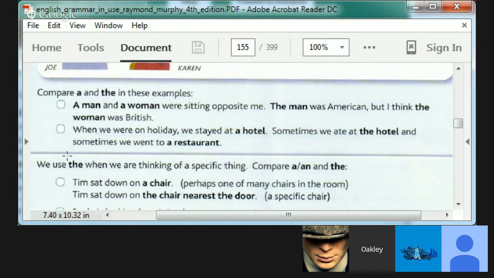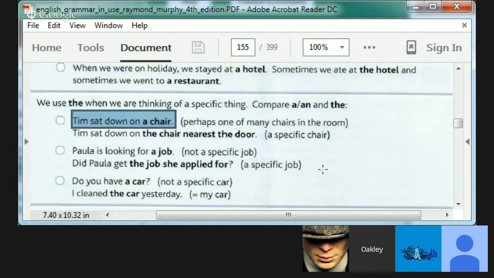We use the article the when we're thinking about a specific thing. It's called the definite article. The object is defined. We know which one it is. So, for example, Tim sat down on a chair. We don't know what chair, or we don't even care what chair. All we know is he sat down on one of many possible chairs. If we define it, then we need the. Tim sat down on the chair nearest the door.